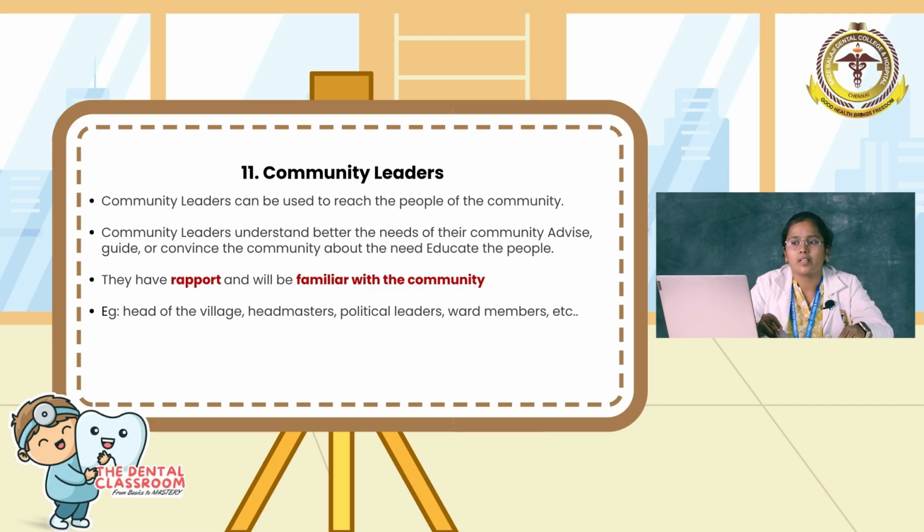Coming to the next principle, that is the 11th one, it is community leaders. Community leaders are ones who are living in that population and who are the heads or the ones who are known by the community people better. And the community leaders can be used to reach the people of the community. They understand better the needs of the community and they advise them, guide them and also convince the community about what is to be done about the health problem. And also they educate the people better. Examples of community leaders in a community will be either the head of the village or the ward members or the headmasters of the school belonging to that village.